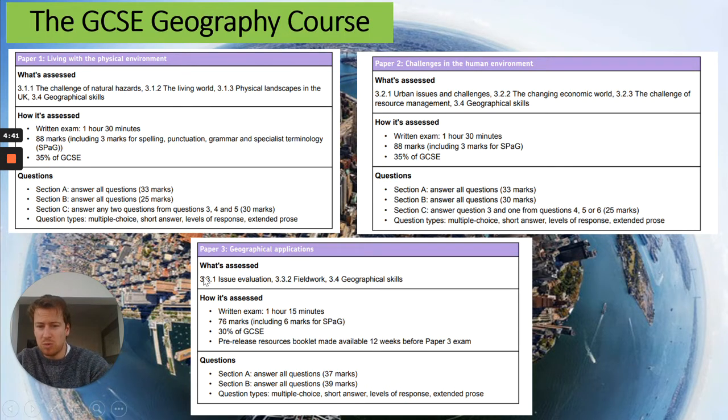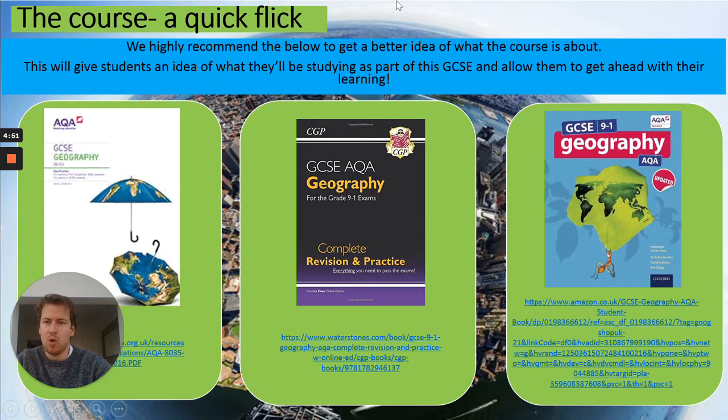That one's slightly less weighting, 76 marks and 1 hour and 15 minutes. The average grade of all 3 gives them their 1 to 9 grade for GCSE. So in order to get ahead, what can students do? Well, we recommend that they invest in one of these resources if they're planning on taking GCSE Geography.